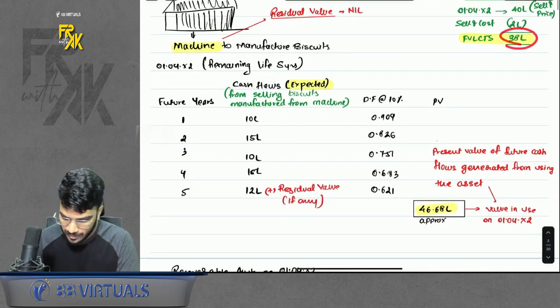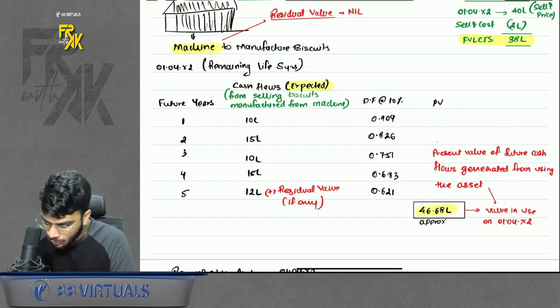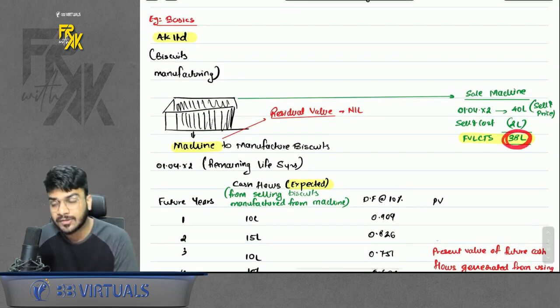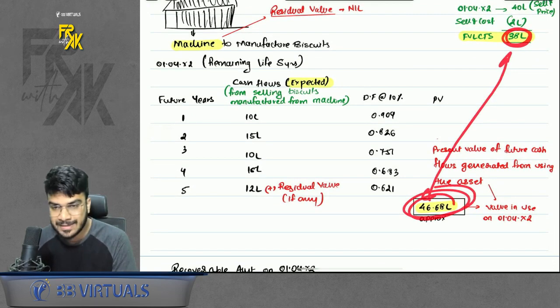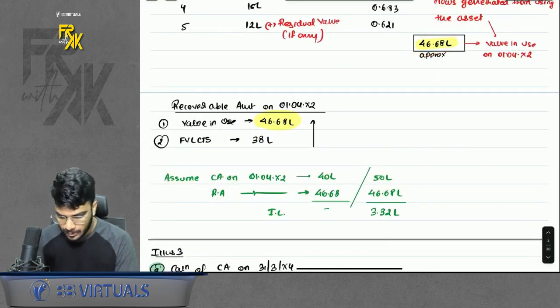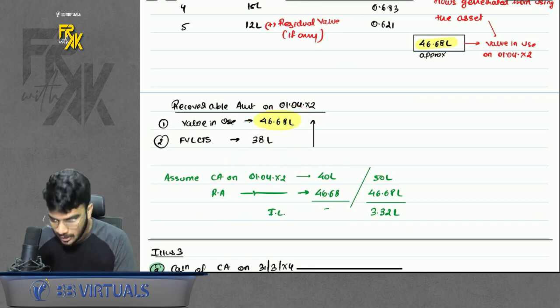So let's say, for example, my value in use, if I use the asset for another 5 years, in present value terms, I am going to derive a benefit of 46.68 lakhs, but if I sell it I will derive a benefit of 38 lakhs. So whichever is higher, the recoverable amount is going to be 46.68 lakhs. I have given one example also. Assume a carrying amount of 40 lakhs and a recoverable amount of 46.68 lakhs.